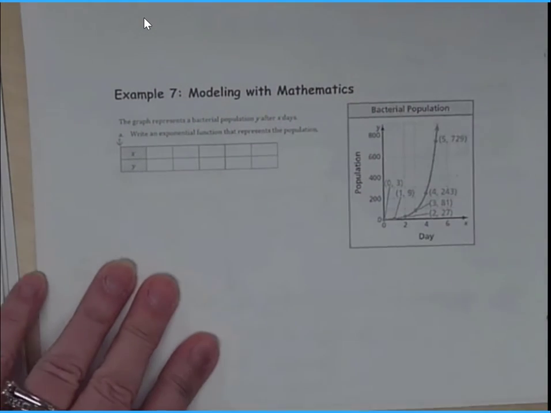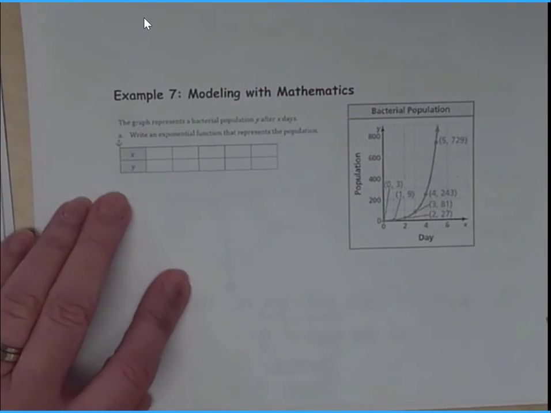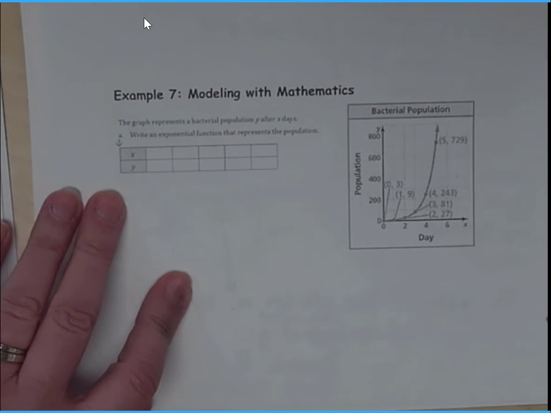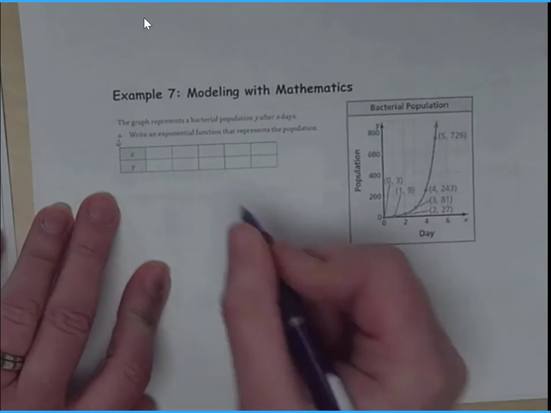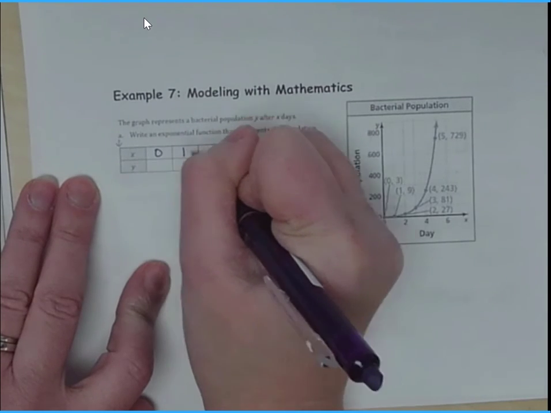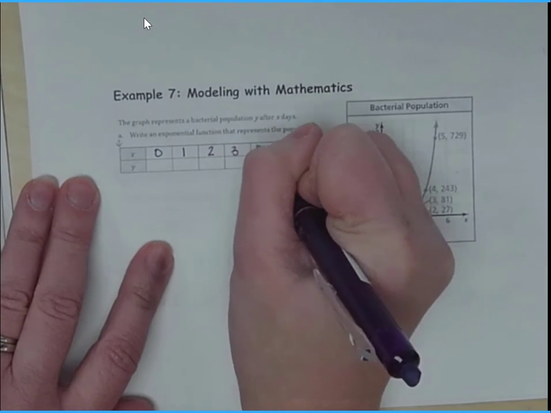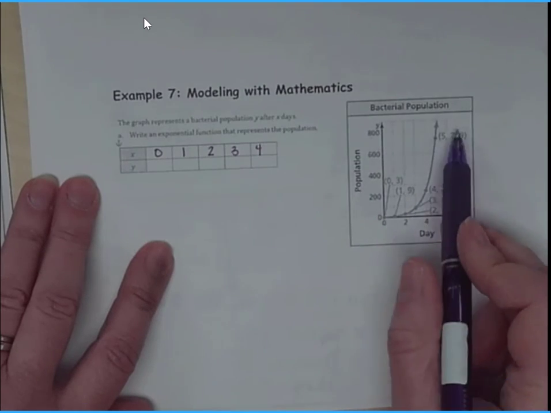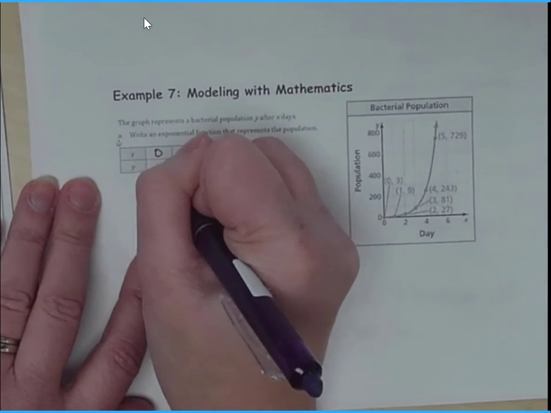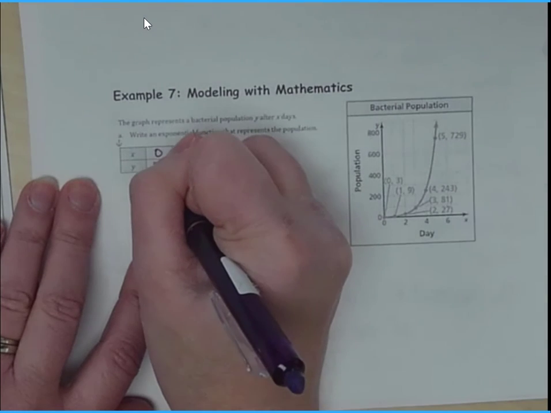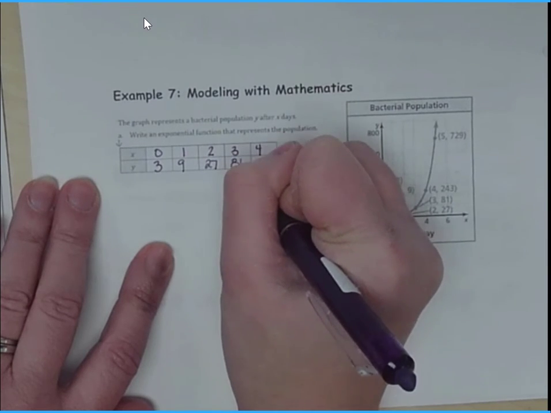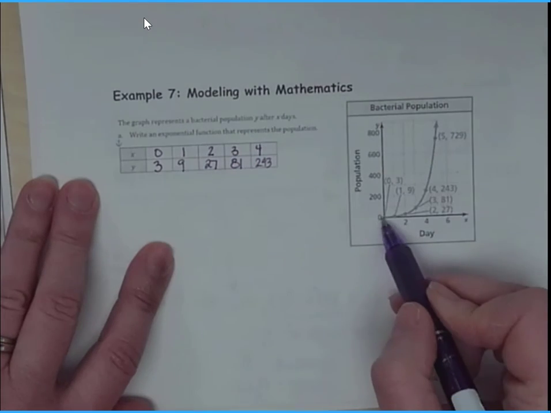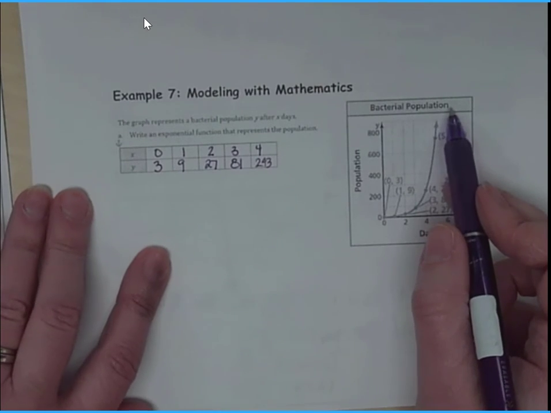So let's take a look. The graph represents a bacterial population y after x days. Write an exponential function that represents this population. So all we're going to do is kind of rewrite these numbers. So I have 0, 1, 2, 3, and 4. I don't have room for 5. That's okay. So after 0 days, I've got 3, 9, 27, 81, and 243. So you can see how quickly that's changing.